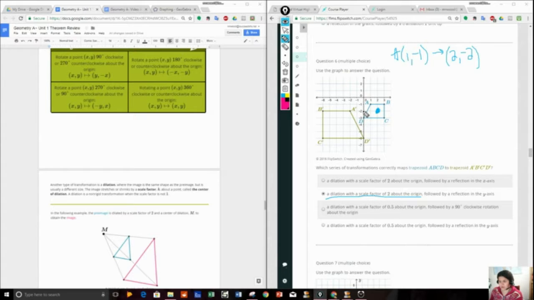reflection preserves distance, and it's from the y-axis. So the distance of this point away from the y-axis is 2 units. 1, 2, it's 2 units to the right.